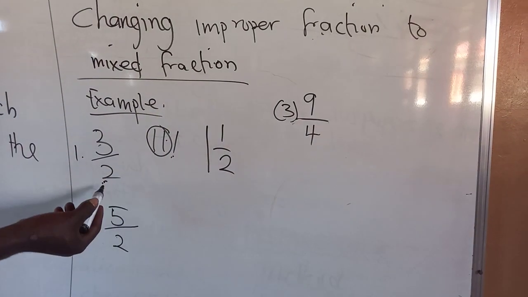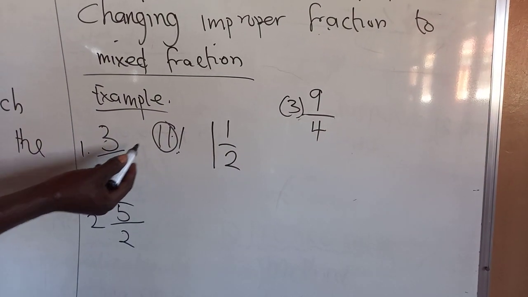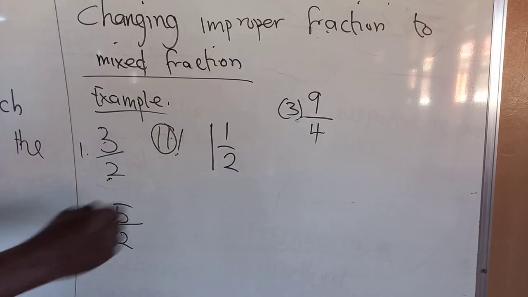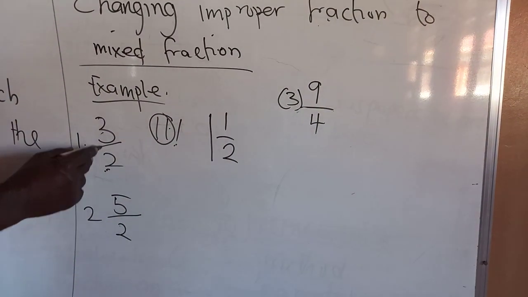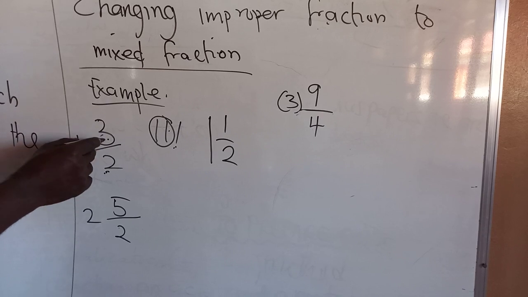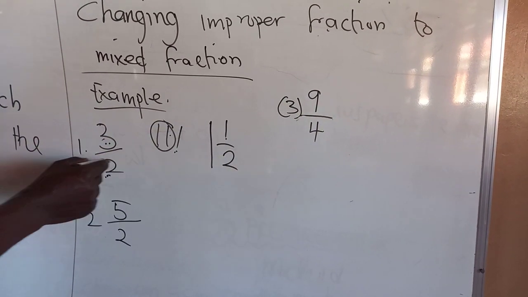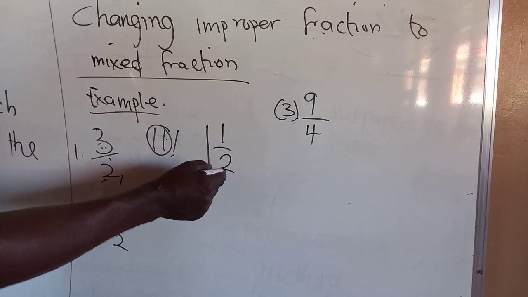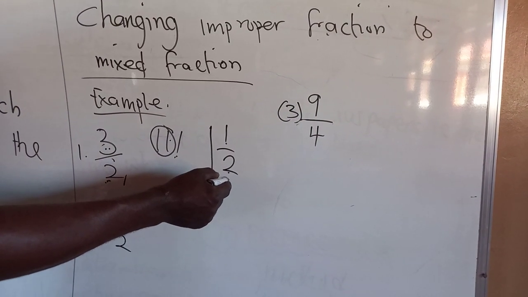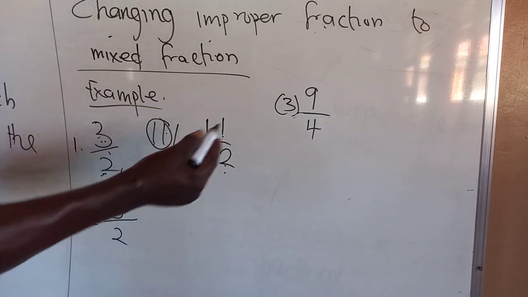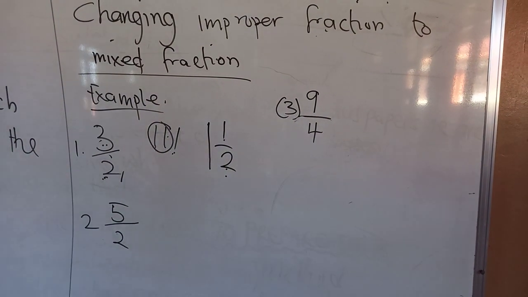So you see, 2 will go into 3 only 1 time. So that's the 1 time, it's a whole number. And then, how many will be left? The left becomes the numerator. Then you use the same denominator for it to become a proper fraction. So this is a mixed fraction: a whole number with a proper fraction.